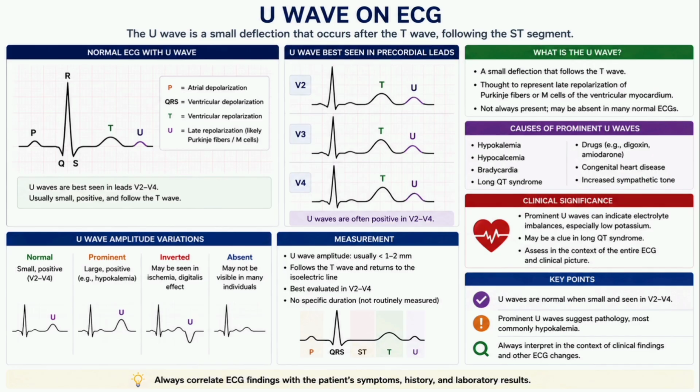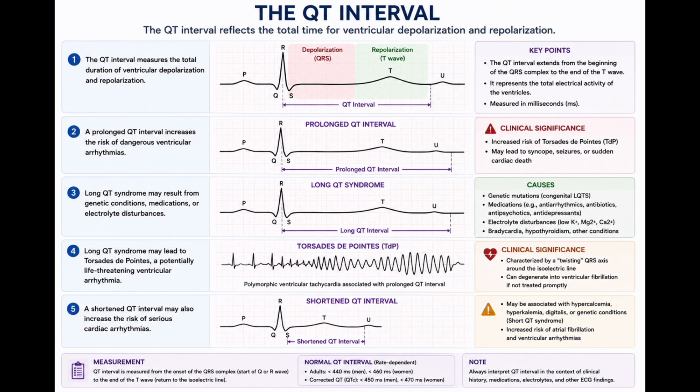A U wave is a small deflection that occasionally appears after the T wave. Prominent U waves may occur in hypokalemia and certain cardiac conditions. The QT interval measures the total duration of ventricular depolarization and repolarization. The QT interval extends from the beginning of the QRS complex to the end of the T wave.